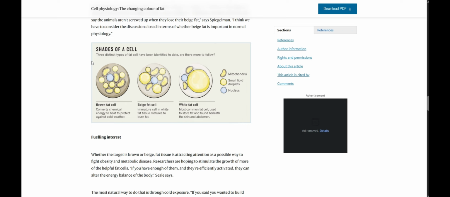And then this figure, "Shades of a cell: three distinct types of fat cell have been identified to date. Are there more to follow?" Question mark.